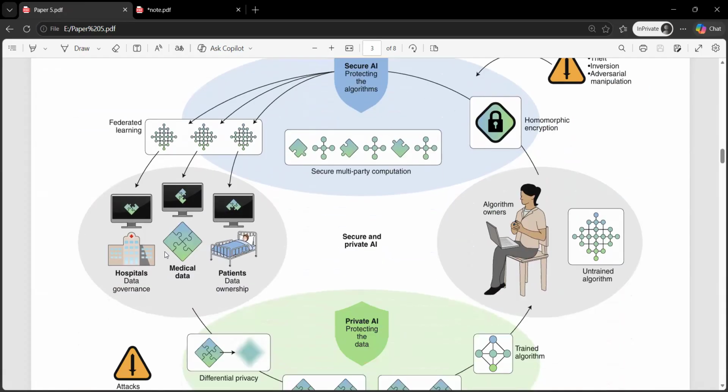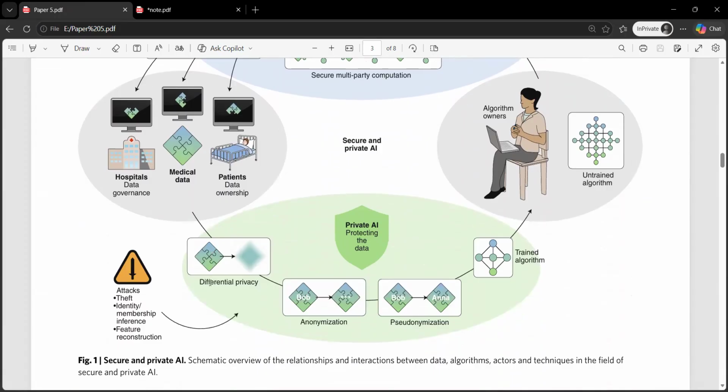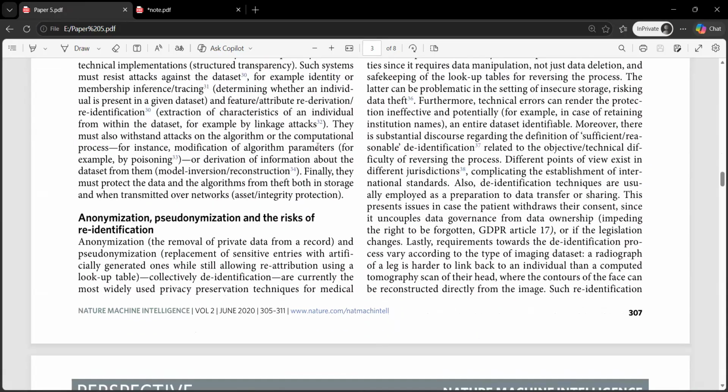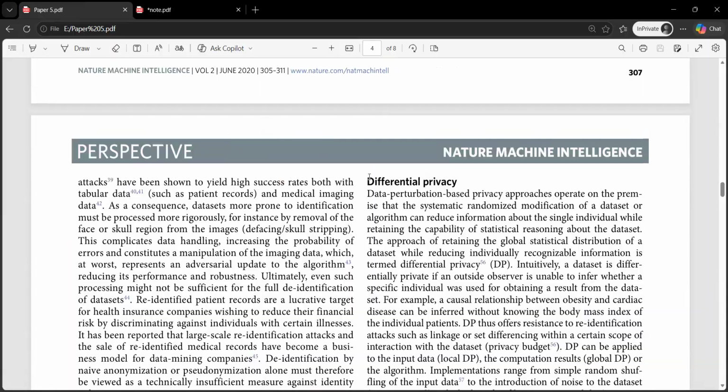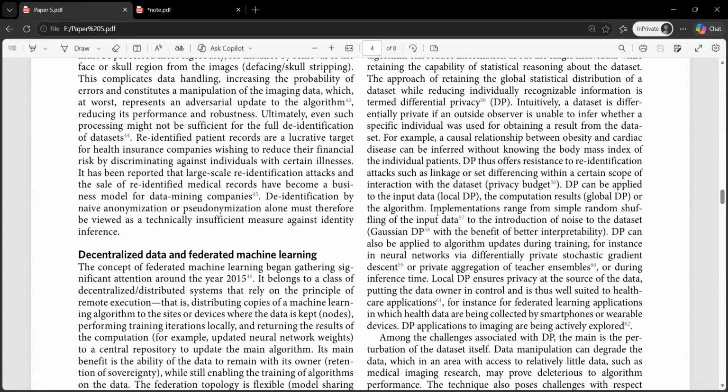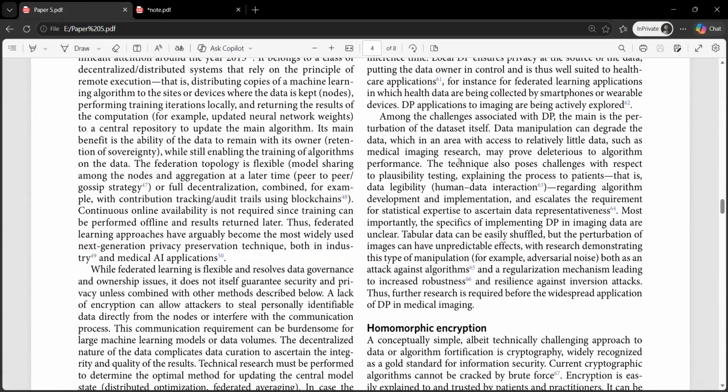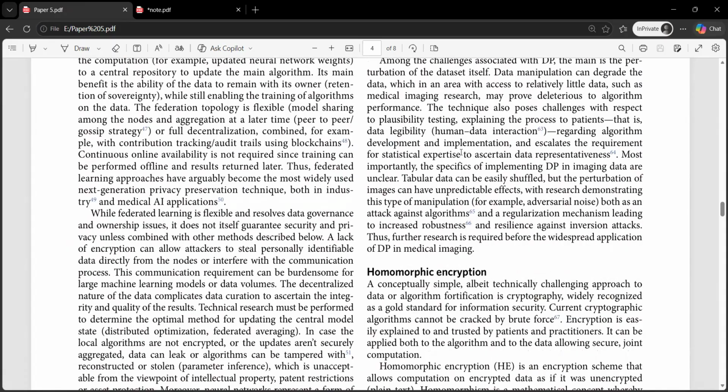And also this figure shows that you can do homomorphic encryption, of course, for encryption and confidentiality. Also, you can use differential privacy, anonymization and pseudonymization, and the techniques that we discussed. And also, we discuss each technique here in more depth. I already gave you some clues, but you can read more about it in this paper.